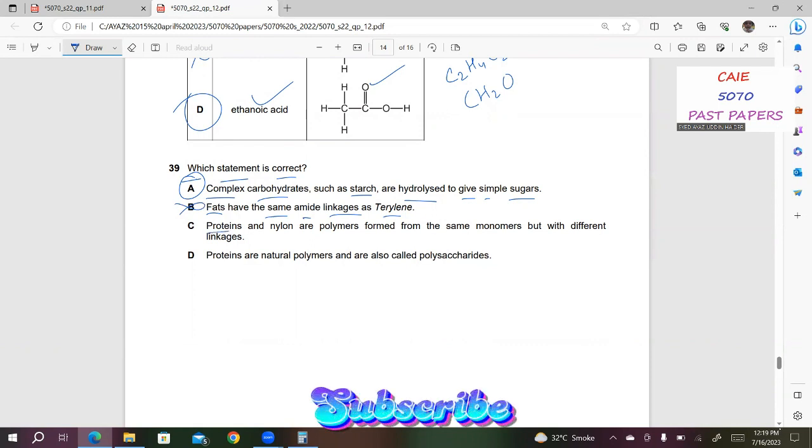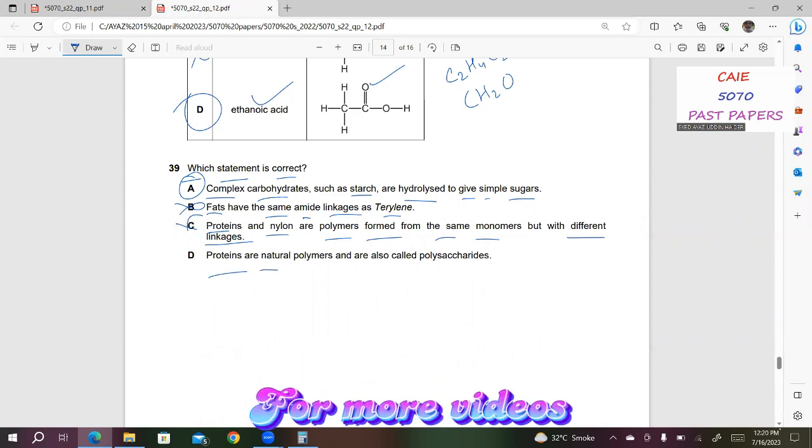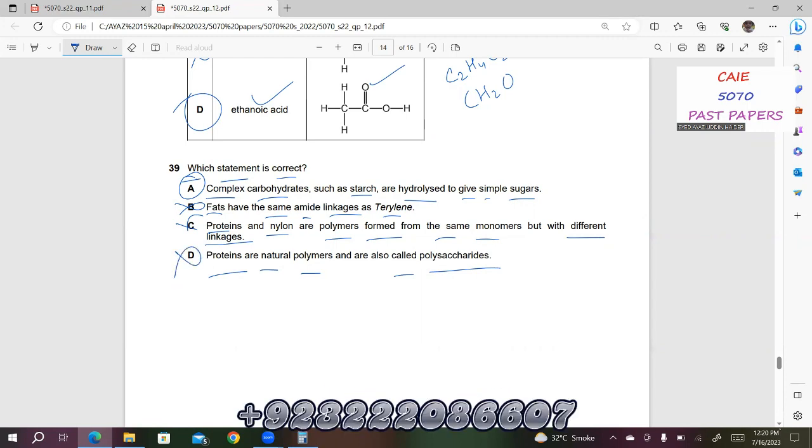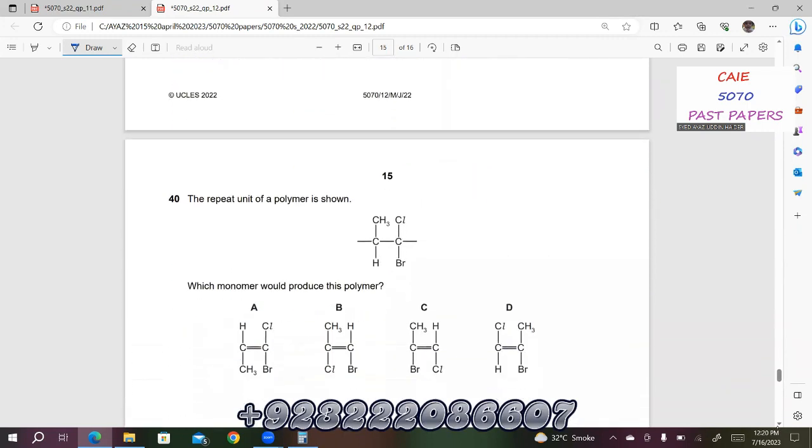C. Proteins and nylon are polymers formed from the same monomers but with different linkages. This is wrong. They are formed from different monomers but the same linkages. D. Proteins are natural polymers and are also called polysaccharides. This is wrong. Proteins are natural polymers, but they are not called polysaccharides. They are called polypeptides. So only choice A will be the right answer in this case.